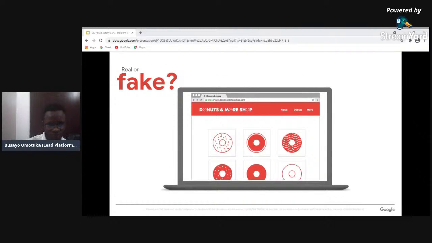So this is another scenario. Looking at this site, this is a website, and I think they are selling some products. It has to do with shops, and what they are selling is donuts, from what we can see from their logo. And looking at their URL, the web address, you can see that everything matches, everything correlates. We have donuts on their website, their logo is talking about donuts, their URL is talking about donuts. So everything matches. This should be real.